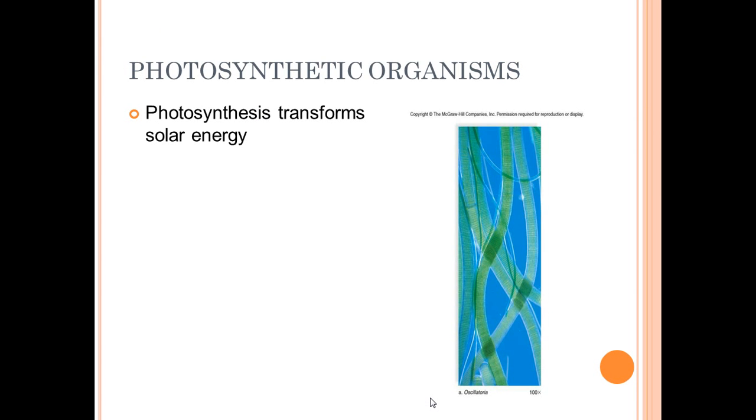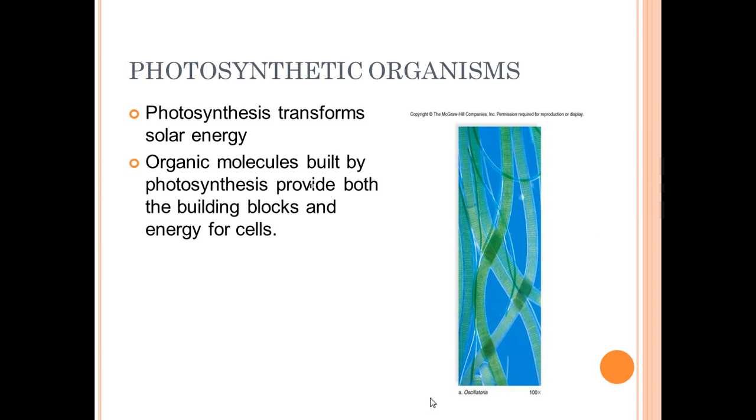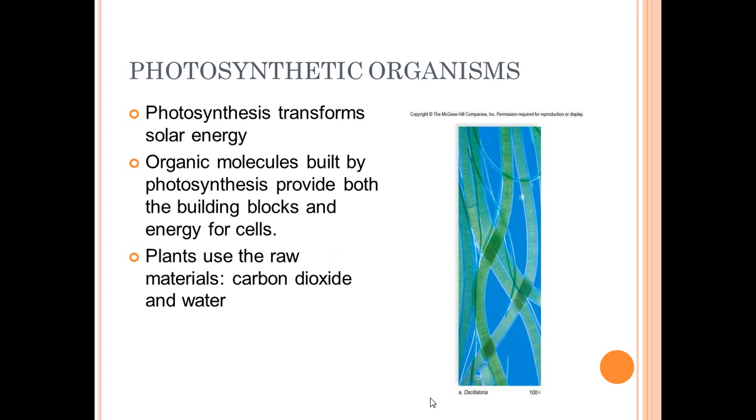Photosynthesis transforms solar energy. We said when we were talking about thermodynamics that all energy amounts stay the same. The form of energy simply changes. And photosynthesis is one of the reactions that changes the form of energy from light into chemical energy. Organic molecules built by photosynthesis provide both the building blocks and the energy for cells. Plants use the raw materials, carbon dioxide and water. Photosynthesis occurs in chloroplasts.